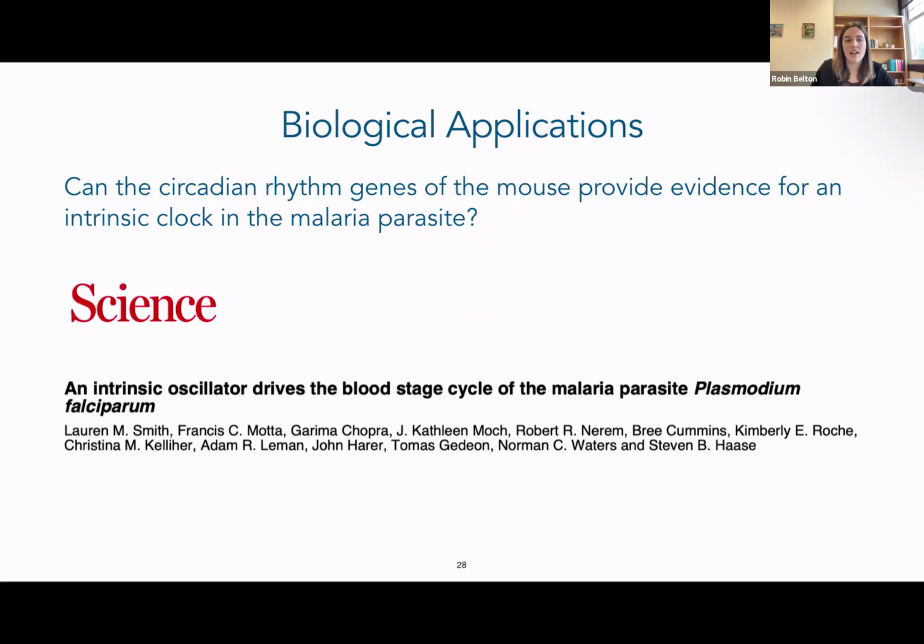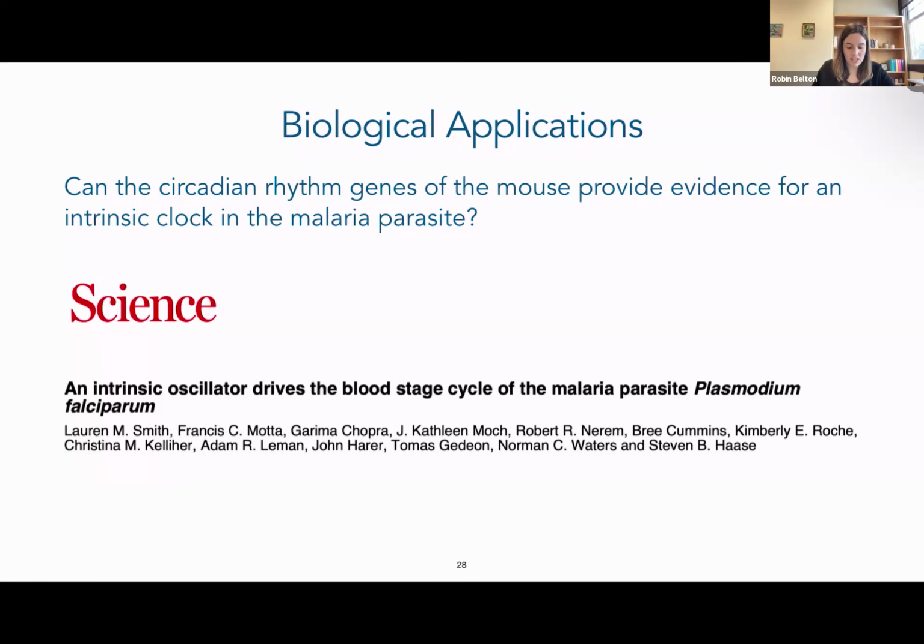Okay. And this question is motivated by the observation that the blood stage cycle of the infection of the malaria parasite, Plasmodium falciparum, exhibits a 48-hour developmental cycle that culminates in the synchronous release of parasites from red blood cells. And this triggers 48-hour fever cycles in the host. And so this cycle could be driven extrinsically by host circadian processes or by a parasite intrinsic oscillator here.